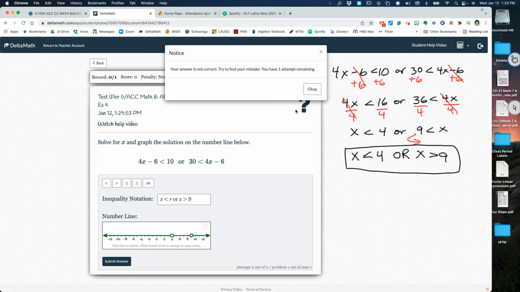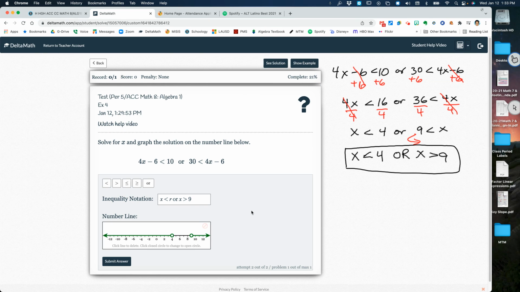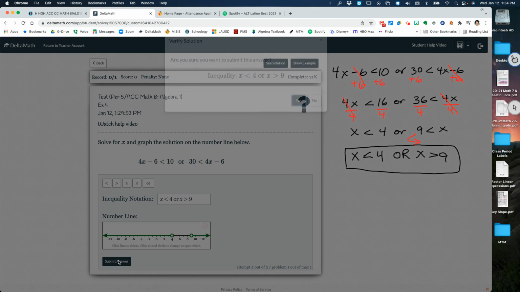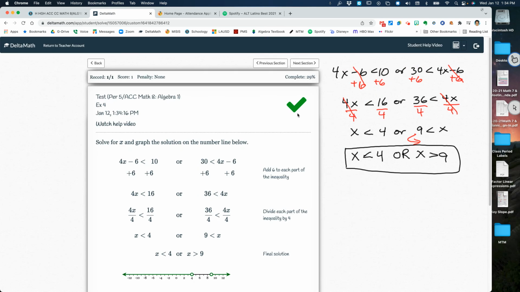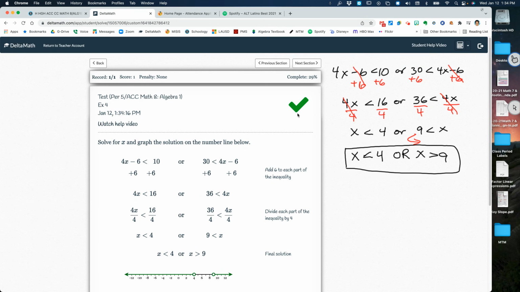Let me try it. Okay, I did something incorrect. Okay. It helps if you put the numbers in correctly. Thank you. I see that. Double check everything. I double checked and I still put that. Yeah, that's what I want. Got it. Okay. And that is what we're doing today.